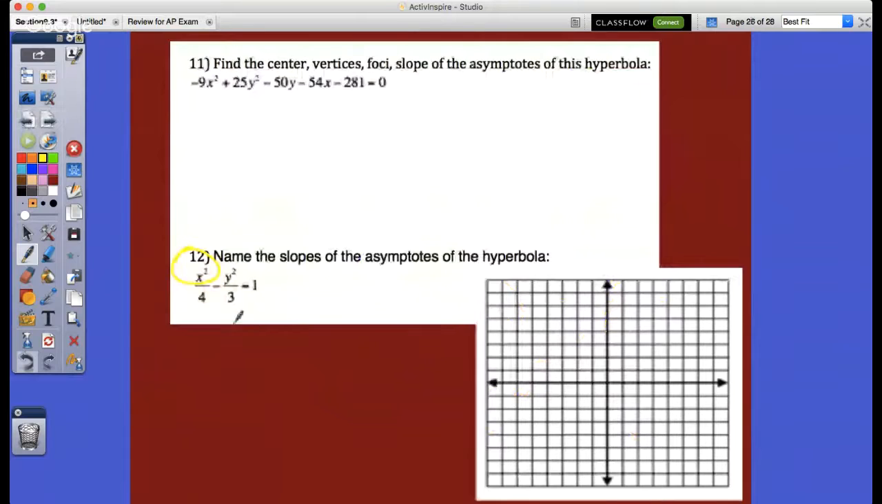But number 12, it tells us to name the slopes of the asymptotes of the hyperbola. But let's do all of it just so we've got it here. So we've got our center, you've got our foci, you've got our vertices. All right, there we are. So as I look at the center, I notice there's no transformation. So our 0, 0 value is what the center would be, okay?